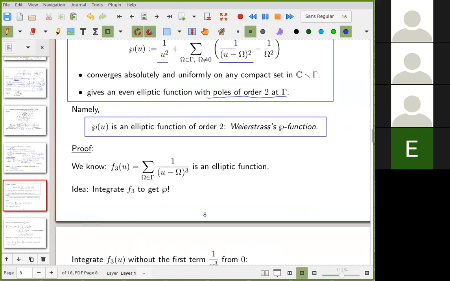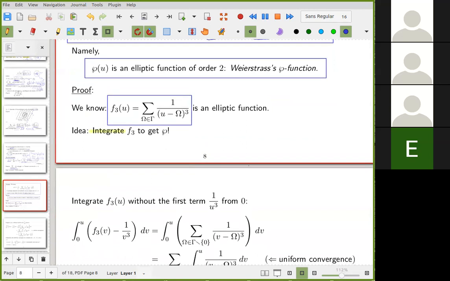Now, let's prove this. The point is that we already know the convergence and the meromorphy of F3. And this has a third order pole. We want a double pole. What should we do? We can integrate this function to this. Let's do that.